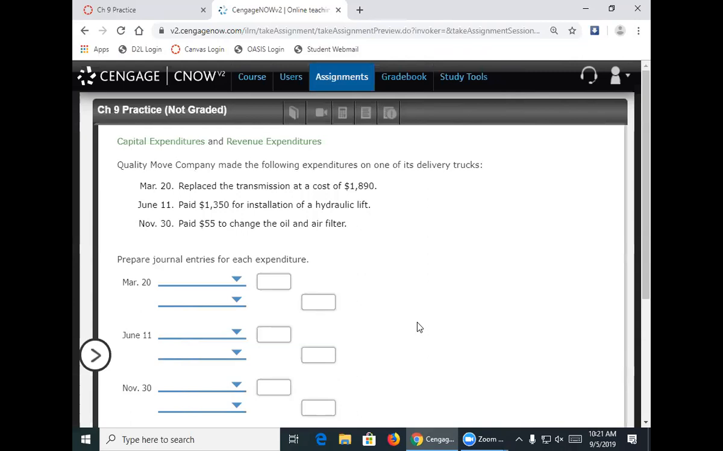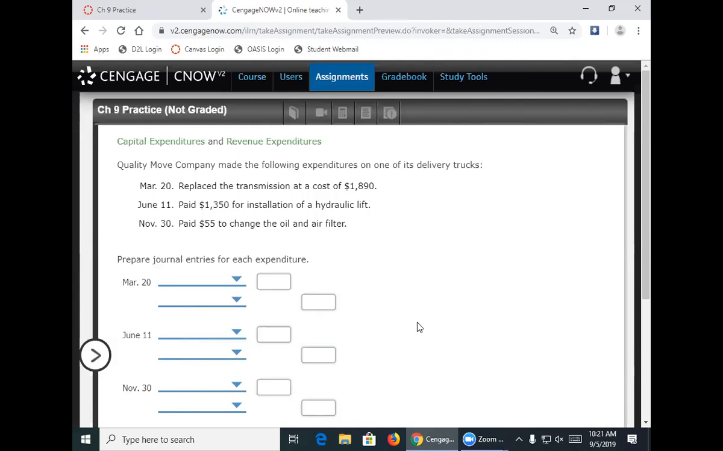We have Quality Move Company made the following expenditures on one of its delivery trucks. The only tricky part is, first of all, we have to determine is it capital or revenue. On March 20th, we replaced the transmission at a cost of $1,890. That is a capital expenditure. The kind of confusing part is then determining if it's increasing the value.